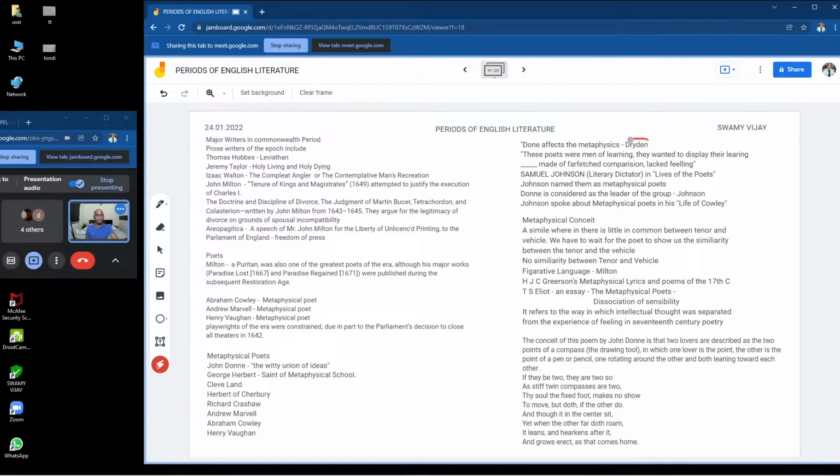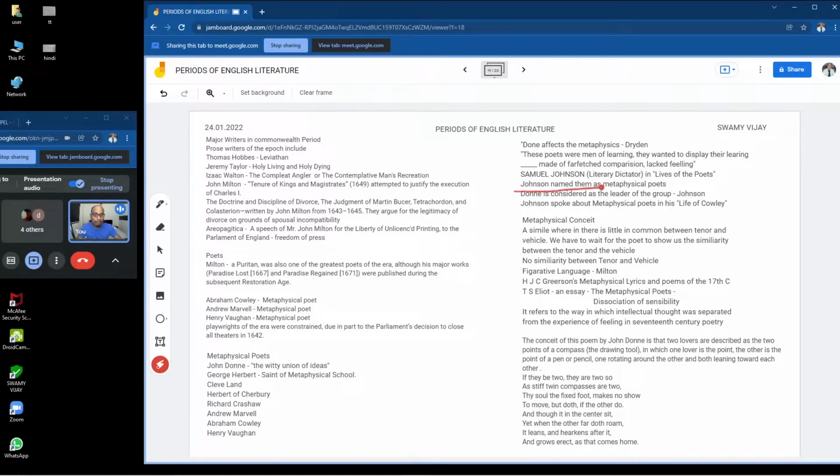Dryden said, Donne affects the metaphysics. Who said this? Dryden. Then remember Samuel Johnson. He is known as the literary dictator, and he said something about these metaphysical poets in the Lives of the Poets. These poets were men of learning. They wanted to display their learning and made far-fetched comparisons lacking feeling. They primarily focused on the comparison. They tried to make poetry more and more complicated. So it is very difficult for common people to understand the metaphysical poetry written by these poets.